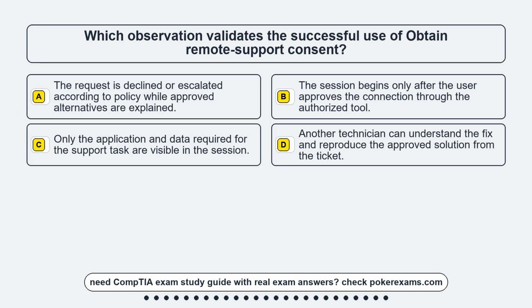Question 13. Which observation validates the successful use of obtain remote-support consent? Option A. The request is declined or escalated according to policy while approved alternatives are explained. Option B. The session begins only after the user approves the connection through the authorized tool. Option C. Only the application and data required for the support task are visible in the session. Option D. Another technician can understand the fix and reproduce the approved solution from the ticket.